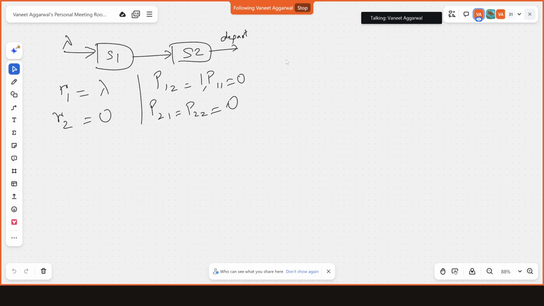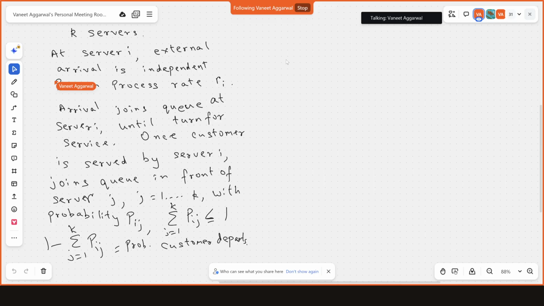So the extension basically takes care of all these type of possibilities. So it's actually a very general process. So let's read it again. At server I, you have an external arrival at the rate of Ri. You join the queue until your turn for service. Once you are served by server I, you go to server J with probability Pij. And with probability 1 minus summation Pij, you depart. And that's the generality of the system, which is an open system where you can have external arrivals as well as go between the queues.